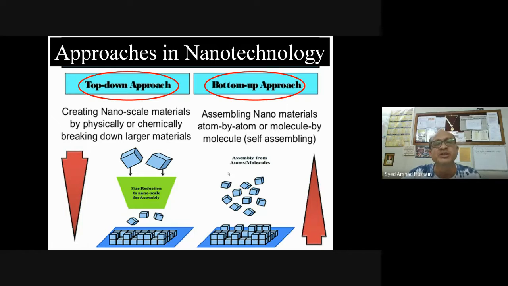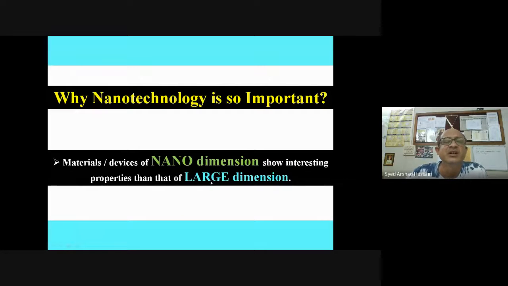That means you started from the bottom, from lower dimension, then slowly reach your desired dimension. Based on these two approaches, there are different techniques. In the top-down approach, there are techniques like etching methods using chemical, plasma, etc., and ball milling. Similarly, in the bottom-up approach, we will discuss the Langmuir-Blodgett technique, then LBL, layer-by-layer self-assembly. So these are the two approaches for achieving your desired nanostructures.